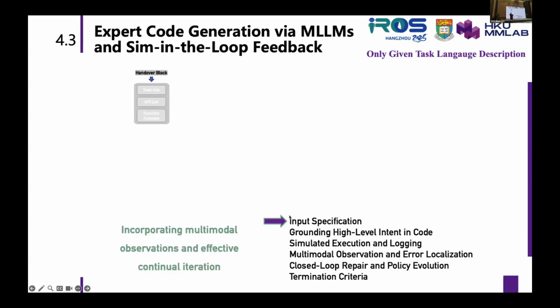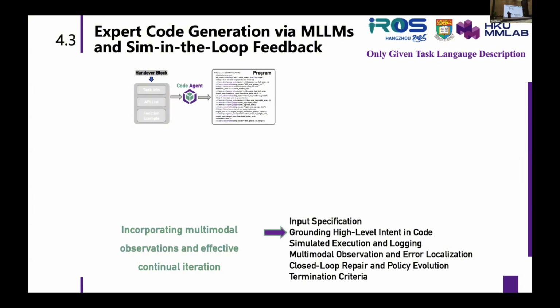Here is an example of how we do expert code generation via the MLLM. For example, I want to synthesize data where we want the robot to grasp the ball and put it down. So we give the LLM a prompt with a natural language description of the task, and also give the agent the API library and a functional example.